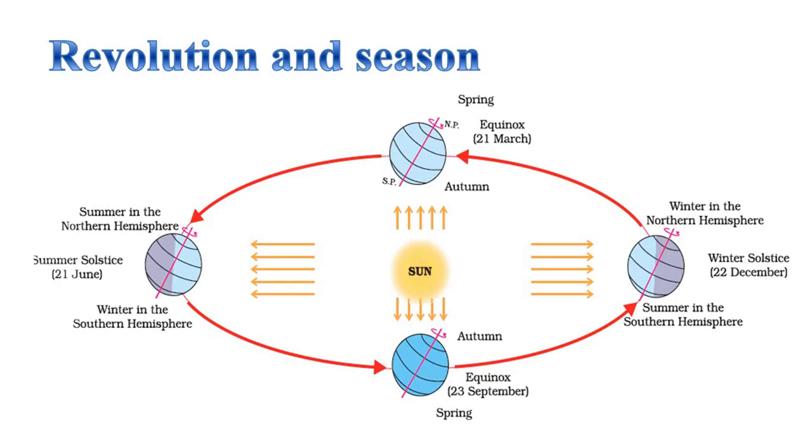Revolution and seasons. A year is usually divided into summer, winter, spring and autumn seasons. Seasons change due to the change in position of the Earth as it keeps revolving around the Sun. We will understand it better in the next slide.